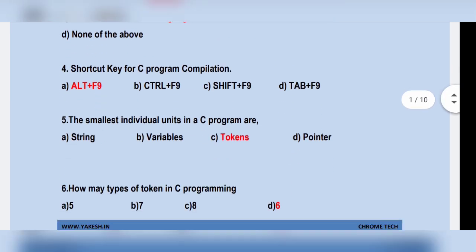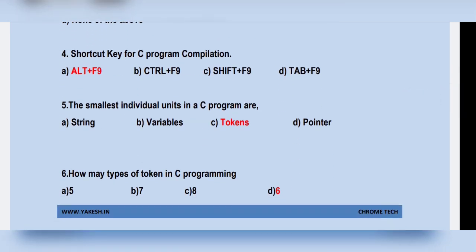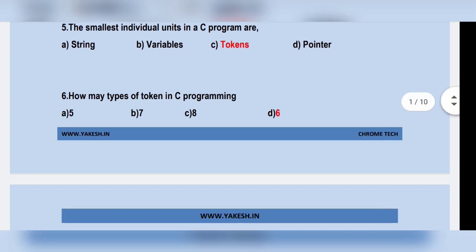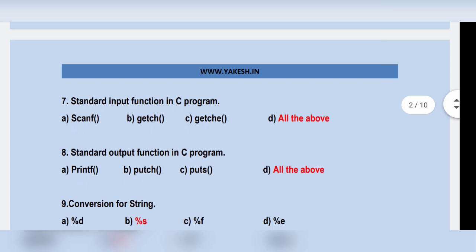Option C. Shortcut key for C program compilation. Option A, Alt plus F9. The smallest individual unit in the C program is the token. Option C. How many types of tokens in C program? Option D, 6 types. Standard input function in C program. Option D, all of the above.